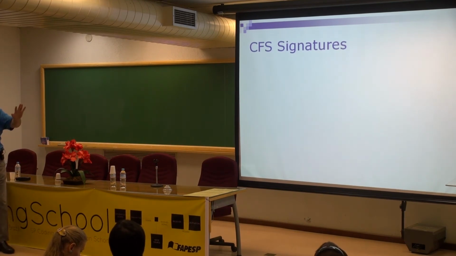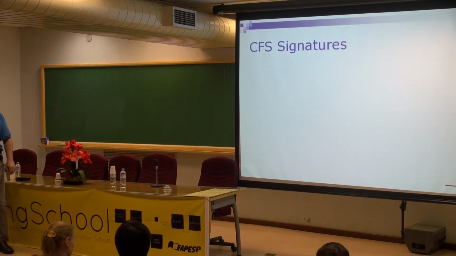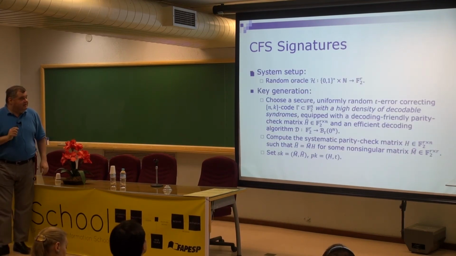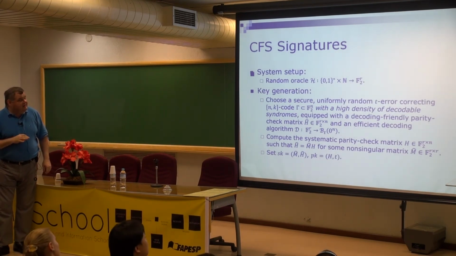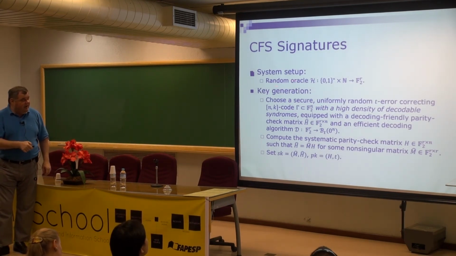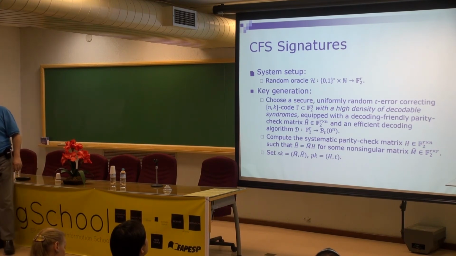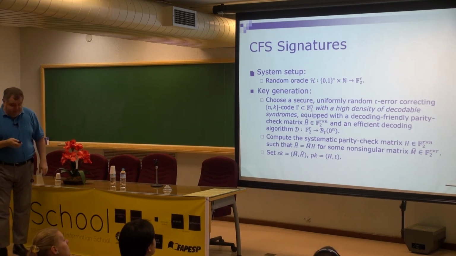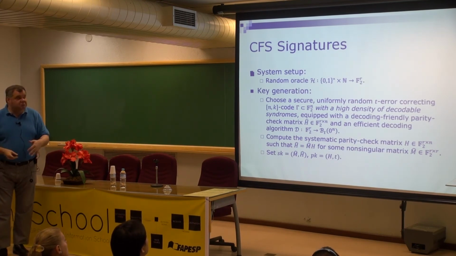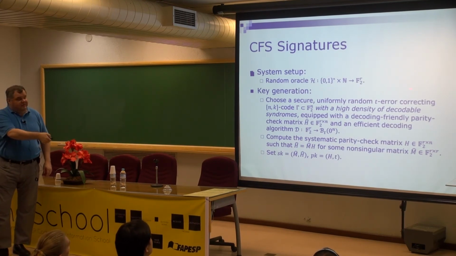So that's enough for encryption. Let's see digital signatures. Very hard to achieve with codes. CFS signatures. The overall setup is essentially a hash function, but a hash function here that accepts not only the message as a parameter, but also a counter. You need a counter, a natural number, 0, 1, 2, etc. And it produces a random-looking syndrome, because the length is r, the code dimension.